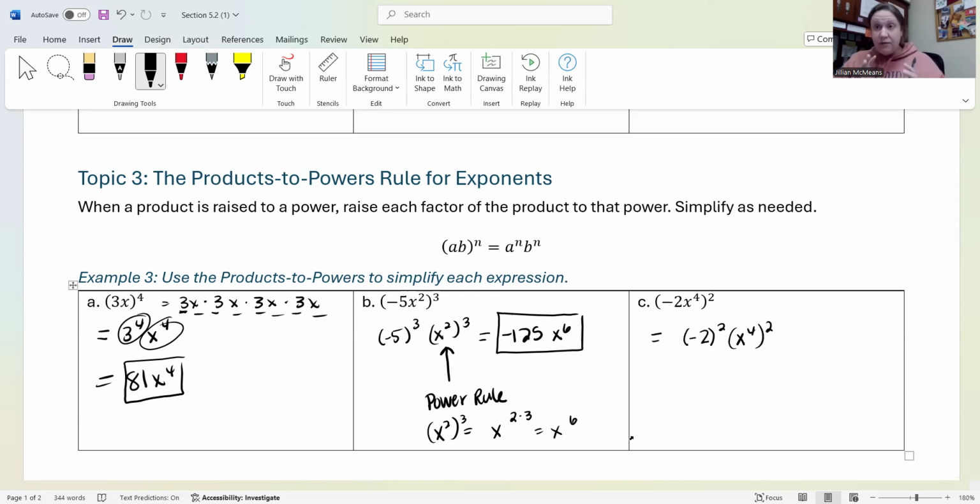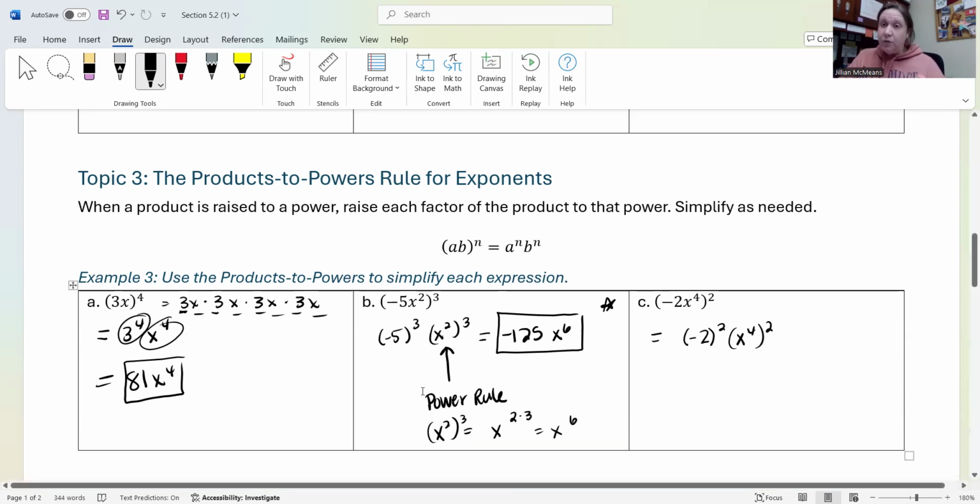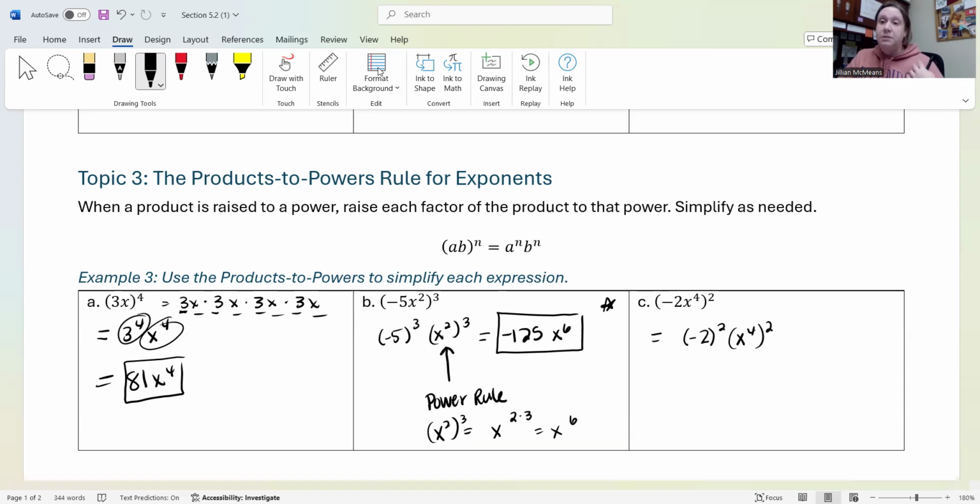Now, when you have the negative base in parentheses, the exponent tells you if it's going to be positive or negative. If you have an odd exponent, you get a negative product like we had in part B. However, if you have an even exponent, you will get a positive product, and you have to be very careful with the calculator. Here, you absolutely must type in the parentheses, okay?